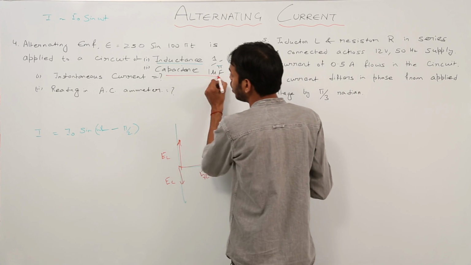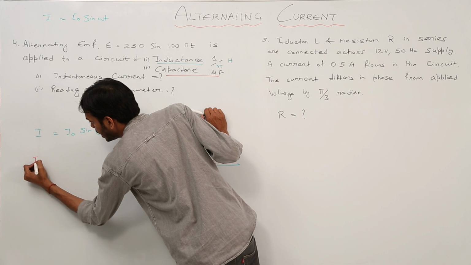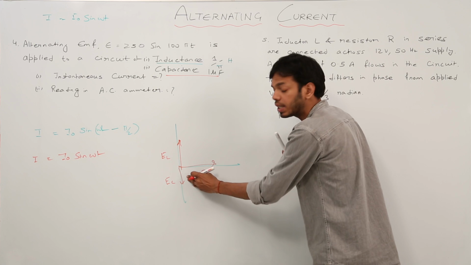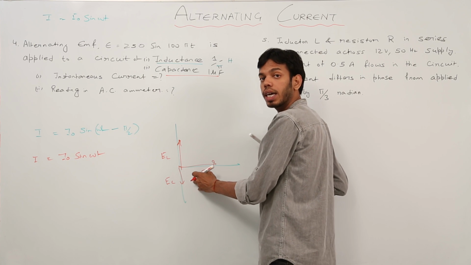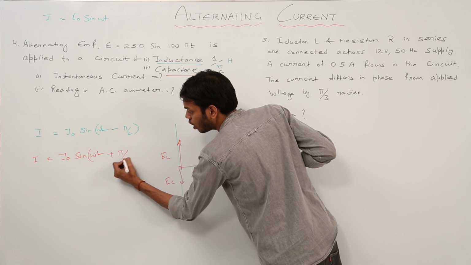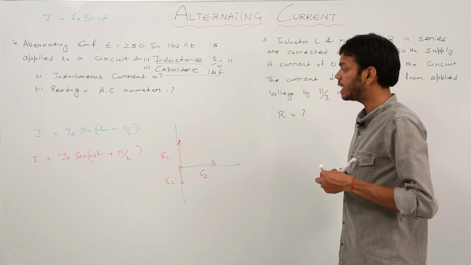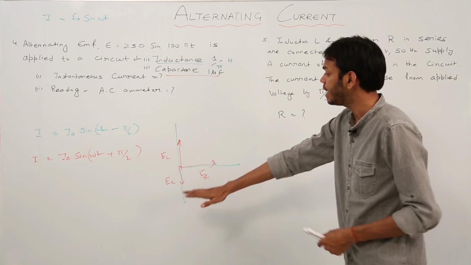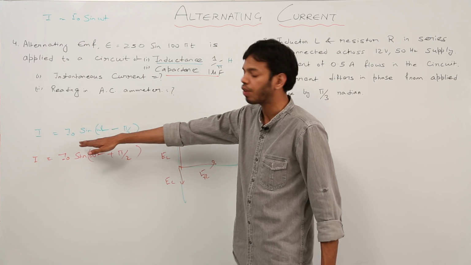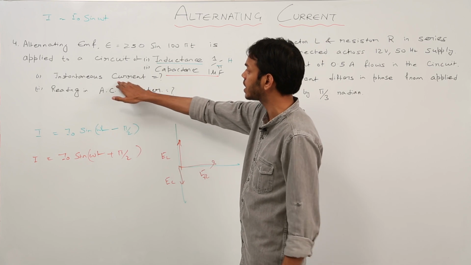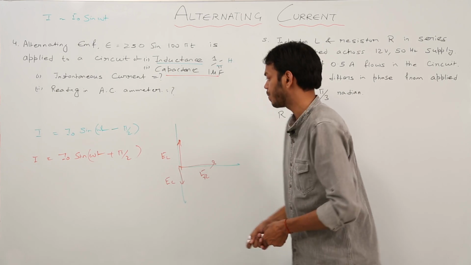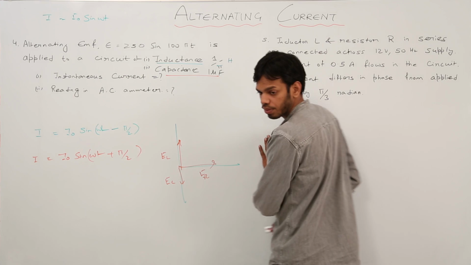And for the capacitance, I would write I naught sin(ωt + π/2). In case of capacitance, voltage lags behind the current by a phase angle of π/2, which makes current lead the voltage by π/2. This is actually very simple, you only have to remember this portion. So I will start from this equation. This will give me the value of instantaneous current for both inductance and capacitance. Leave the second part for right now.